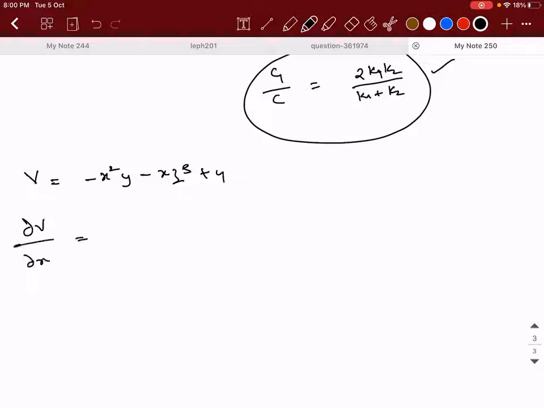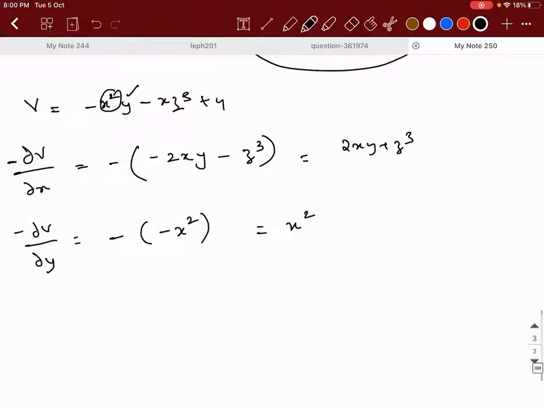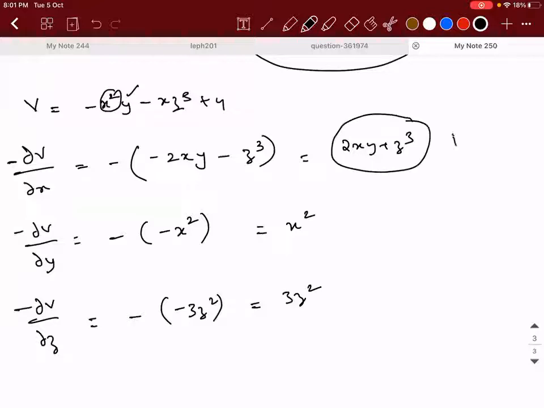Dou v by dou x. Now what are we supposed to do? x square is a variable, y is a constant. So minus dou v by dou x: now minus of minus 2x into y minus z cube. Correct? This will give us 2xy plus z cube. Minus dou v by dou y: minus of minus x square will give you plus x square. What is minus dou v by dou z? Minus of minus 3z square. That will be 3z square. So what will be the answer? (2xy plus z cube) i cap plus x square j cap plus 3z square k cap.